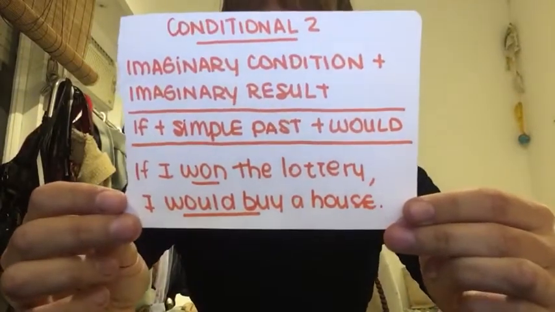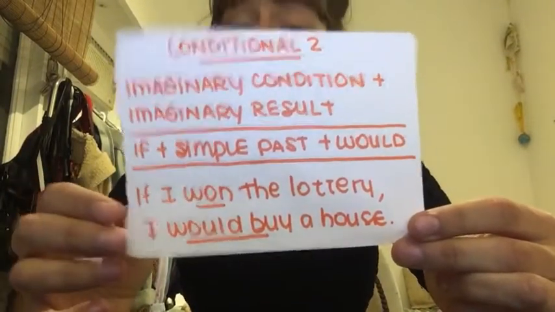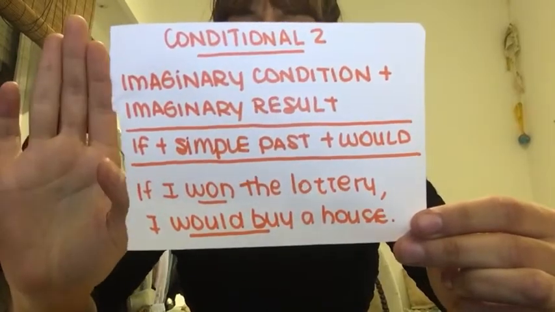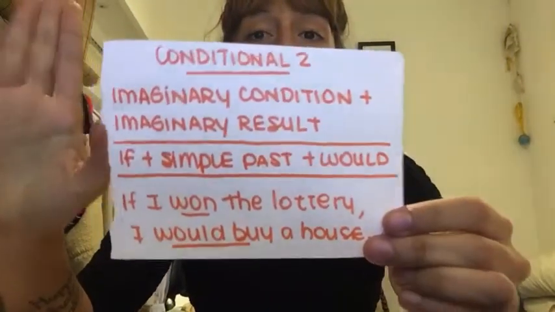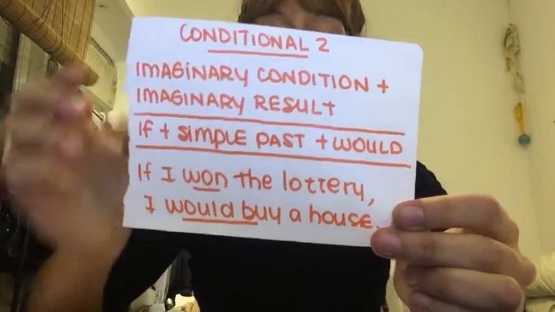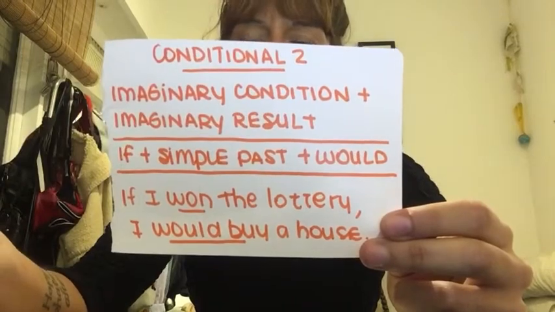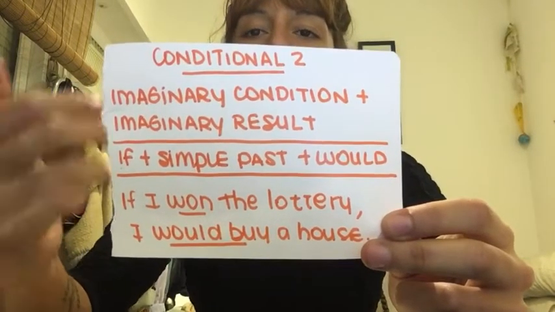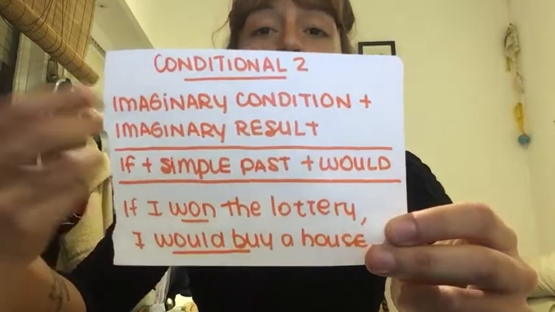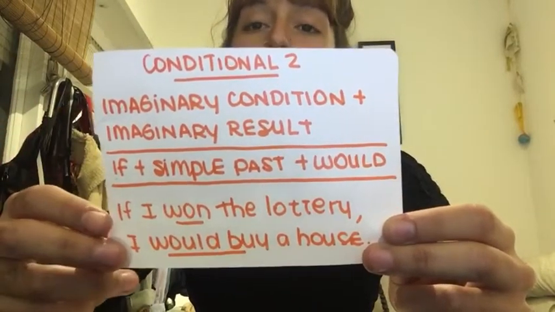So, let's look at an example. If I won the lottery, I would buy a house. Is it probable that I will win the lottery tomorrow? I don't think so. It's imaginary. I am imagining in the present what my life would be like. So, if I won the lottery, si me ganara la lotería, I would buy a house. Me compraría una casa. But this is improbable because this situation is imaginary. I am not sure this is going to happen. I'm just imagining improbable things.